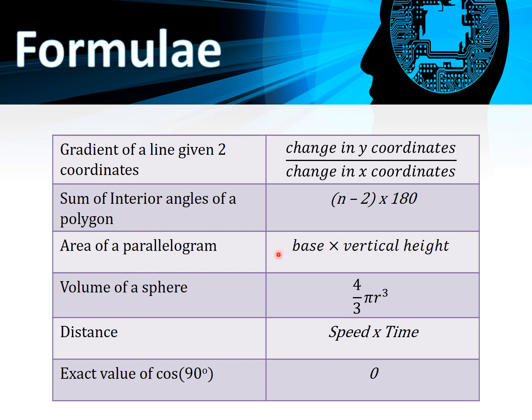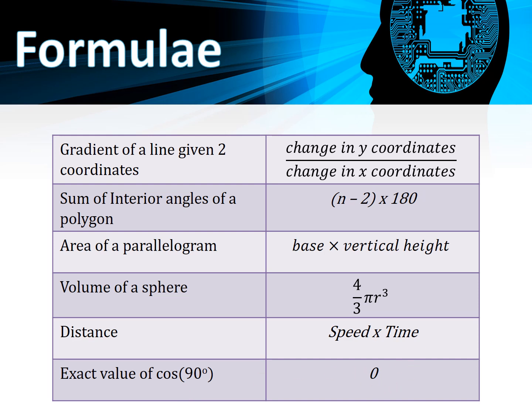Area of parallelogram is base times vertical height, volume of a sphere, 4/3 pi r cubed. Distance is speed times time. So remember your speed, distance, time triangle. So speed times time, and the exact value of cos 90 is 0.